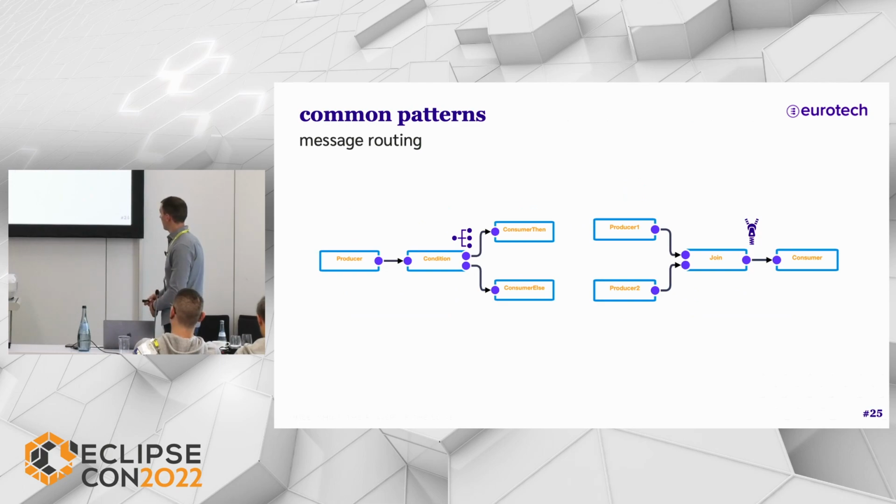Since everything is message-oriented, you can implement some simple message routing patterns. For example, we have the condition component that is able to evaluate a simple Boolean expression on the content of an envelope. And if it evaluates to true, it will trigger one branch and the other one if not. So this, for example, allows you to detect some conditions on the data, for example, to implement a simple alert.